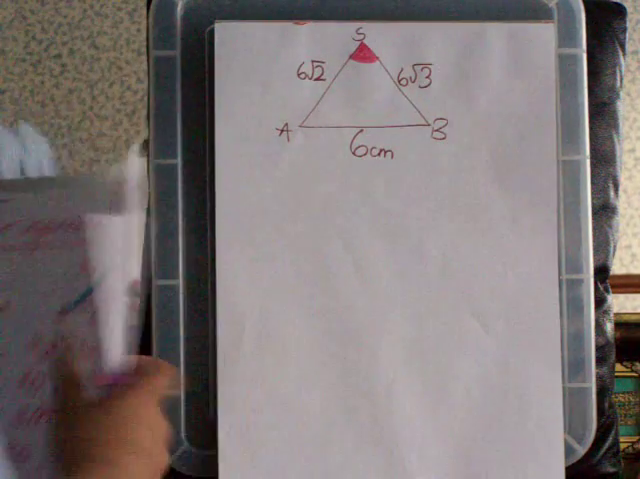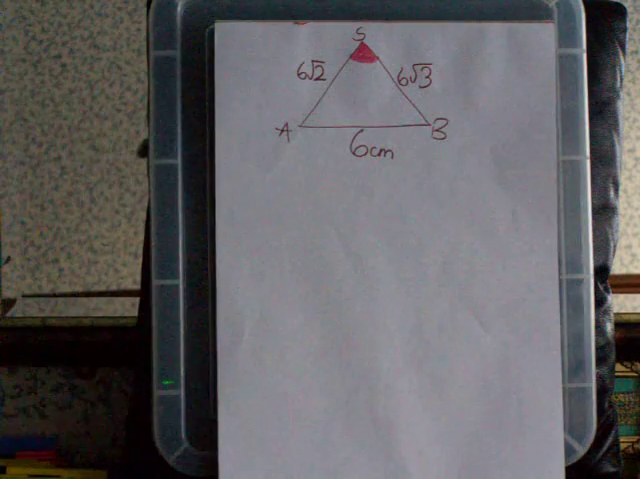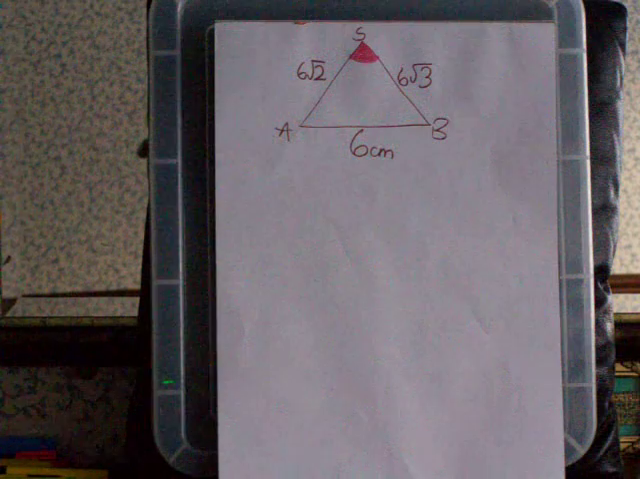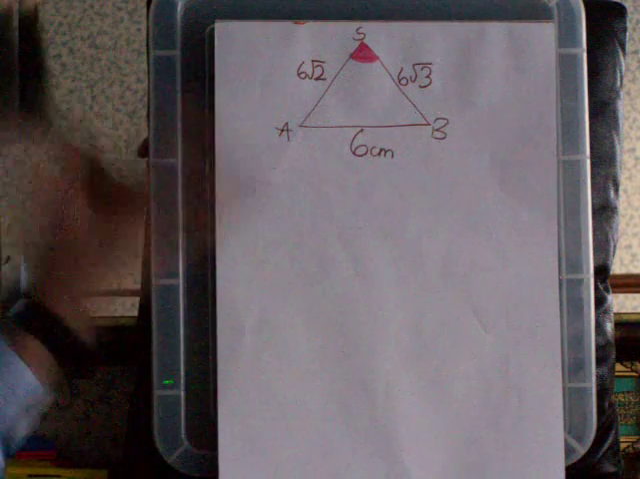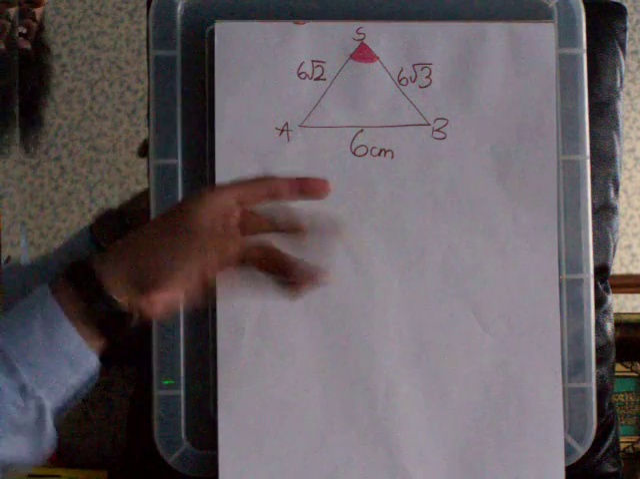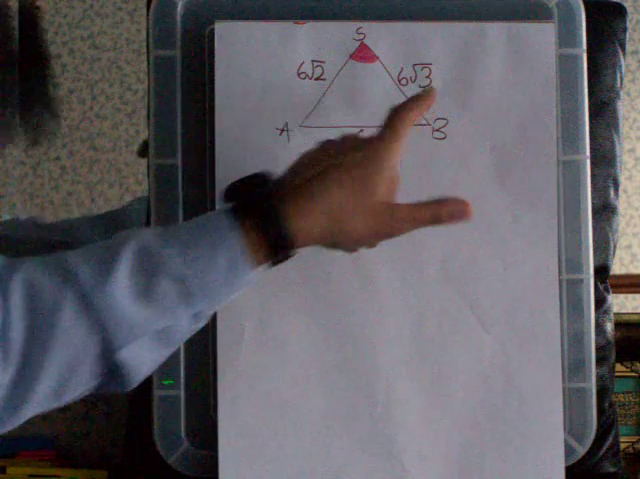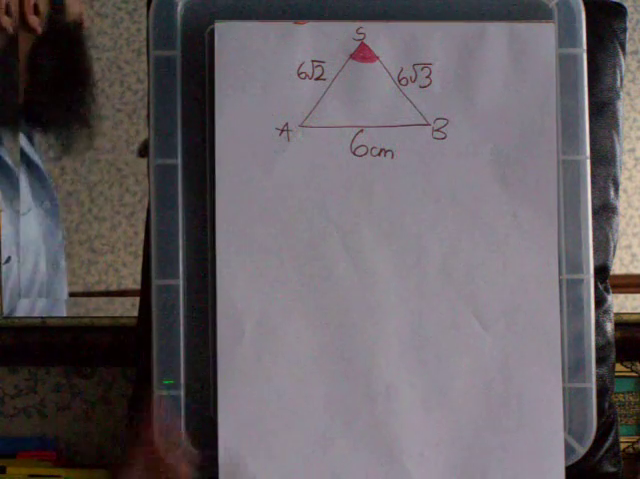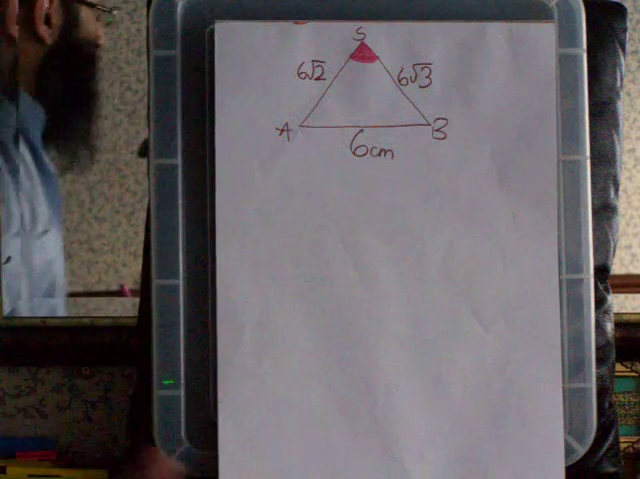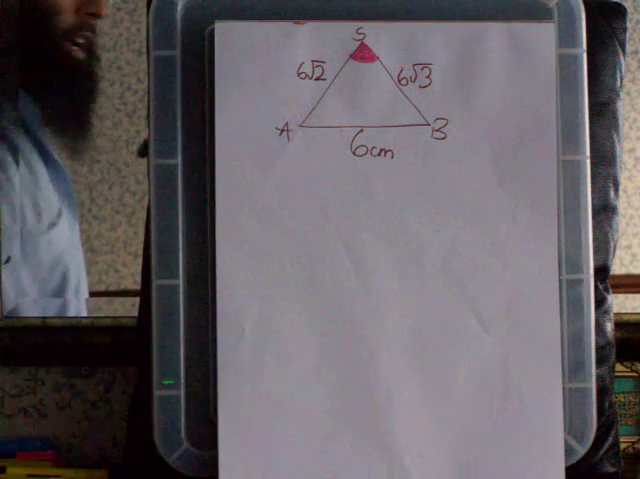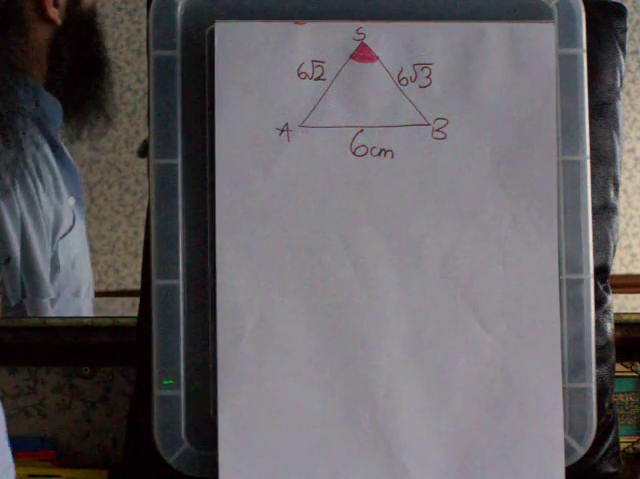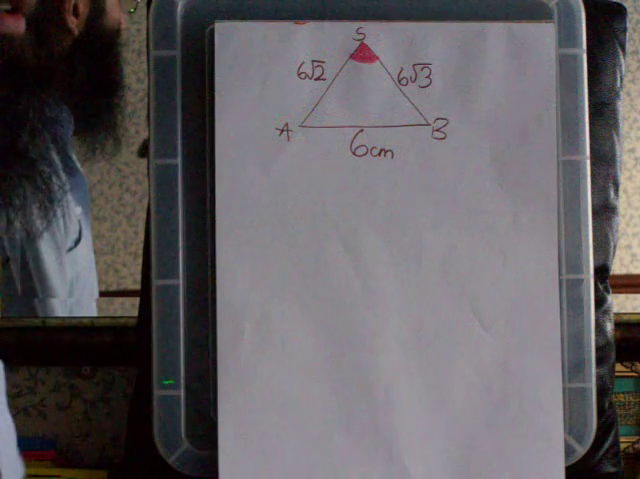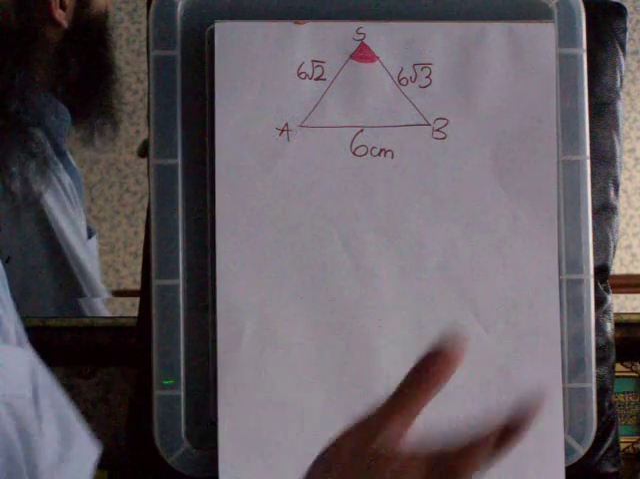Now, I'm going to put the three-dimensional drawings to one side, and we're going to look at this two-dimensional triangle. This is a non-right angle triangle, as we can see from the diagram. These two look the same, but they're not. That's 6 root 2, that's 6 root 3. Now, if we know three sides of a non-right angle triangle and we want to work out the angle, do we use sine rule or cosine rule? Cosine rule.